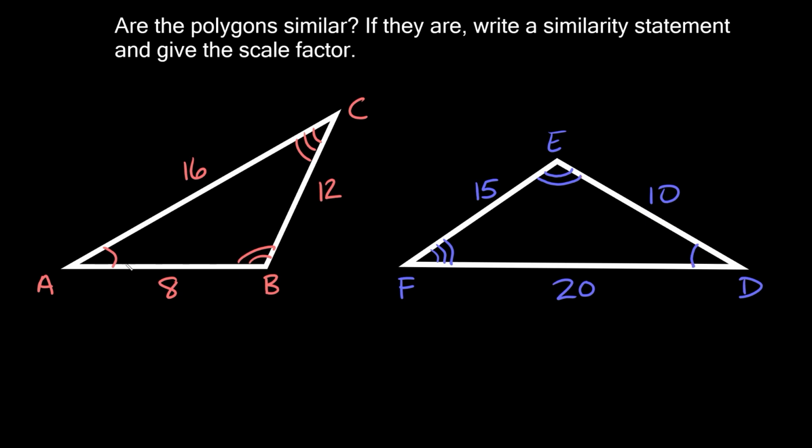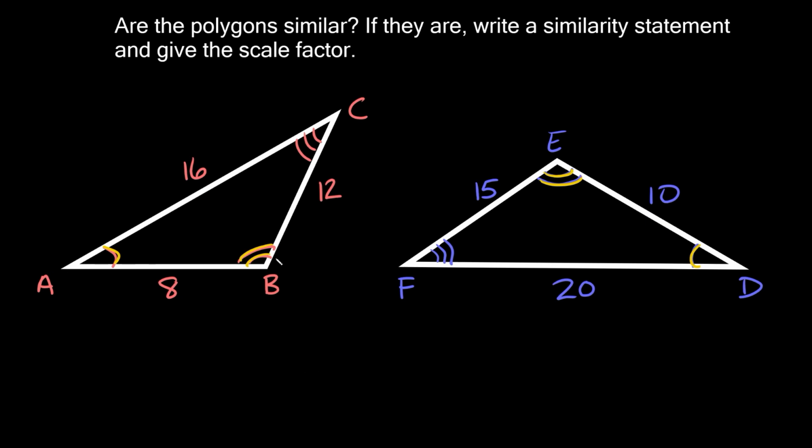So here it's pretty easy to tell, right? Obviously, this angle is congruent to this angle. This angle right here is congruent to this angle right here. And then lastly, angle C is congruent to angle F. So check, check, check. Those are all the same. Now the next thing we have to do is compare the ratios of the corresponding sides. Okay, so all that means is we have to compare similar sides.